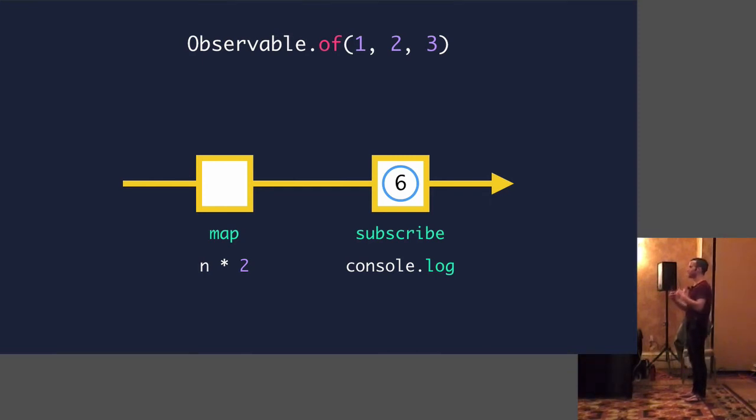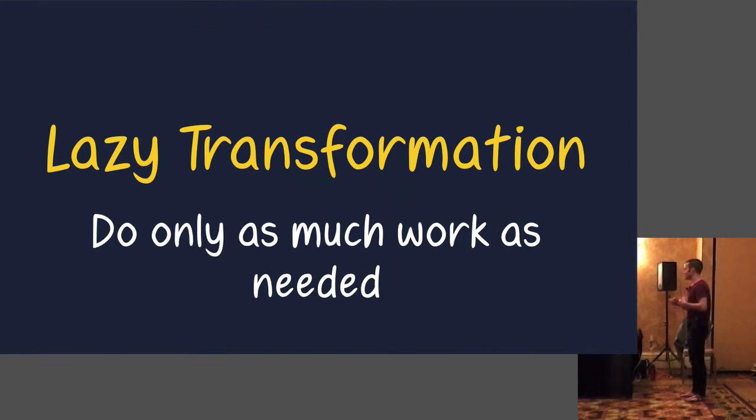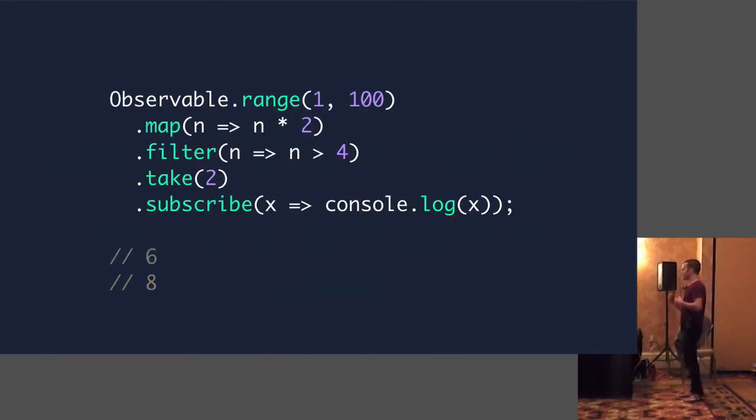So that's just a very basic idea of starting to transform data and do useful work on it. These transformations are also lazy, which means we only do as much work as we really want to, which is very different from using these operators on arrays like map. So we can do a lot of things on these values and do only as much work as we really want.